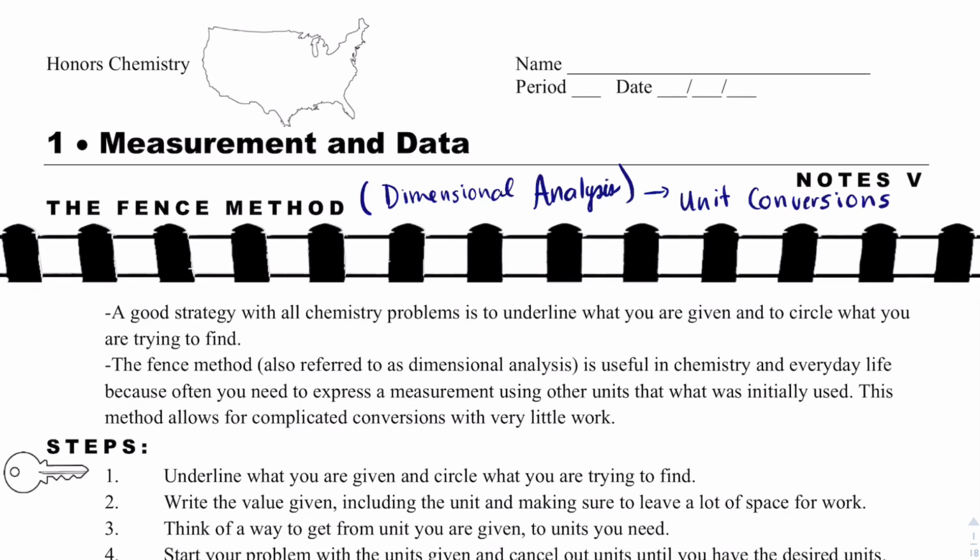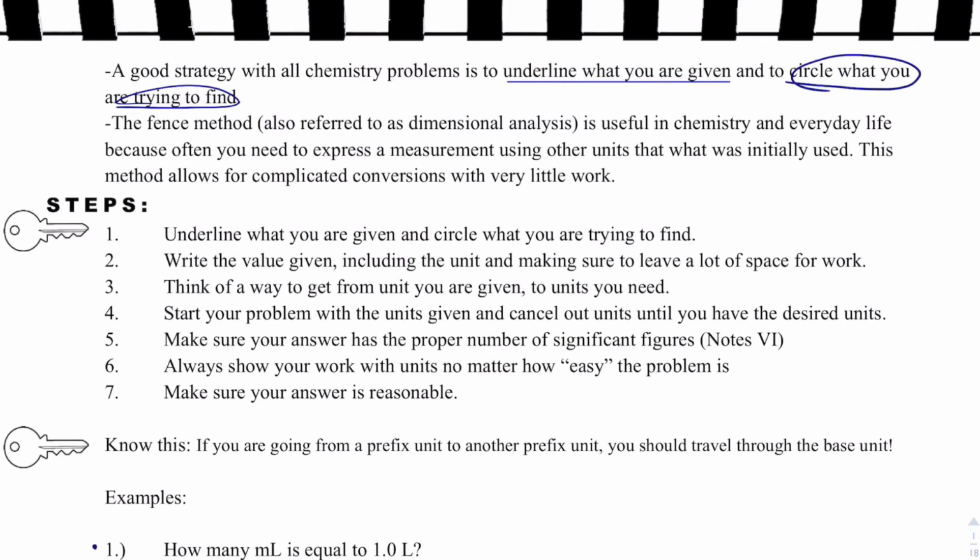And a good strategy with any chemistry problem that I would get in the habit of, and I've seen a lot of students that when they do this, they just are more likely to do well, and that is to underline what you are given and then to circle what you are trying to find. And so we just said that we're going to circle what we're trying to find, underline what we're given.